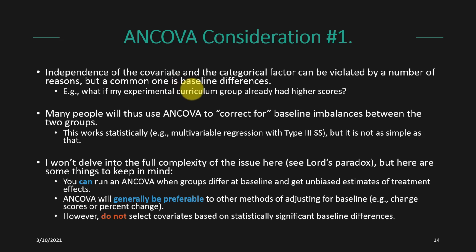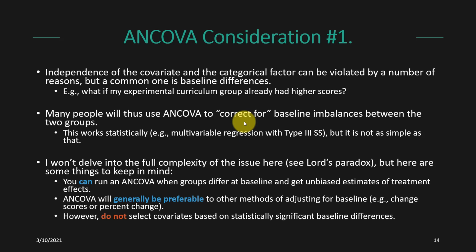Like if it's pretest scores, right? Our experimental group and our control group should have approximately the same pretest scores if they've been randomly assigned. That's not always the case, though, right? And sometimes one group will just happen to have higher scores. So, what if my experimental curriculum already had higher scores? Well, I need to account for that in my analysis. And many people will thus use ANCOVA to correct for this baseline imbalance between the two groups. So we're trying to account for the fact that maybe random assignment failed, or for whatever reason, one group happens to already be higher on the dependent variable at the start of the experiment.